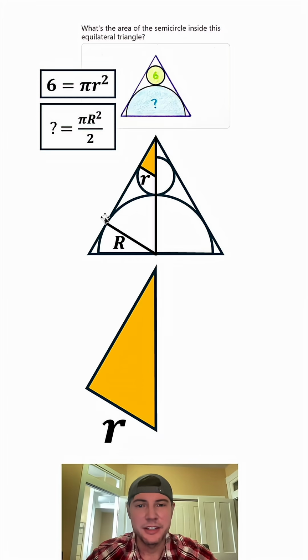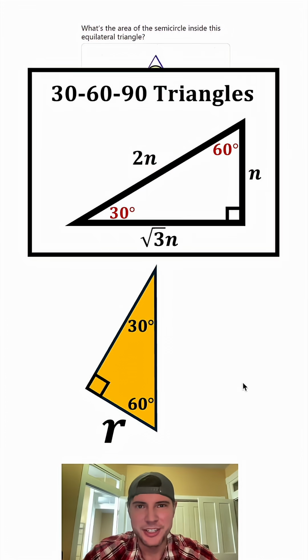This line bisected an equilateral triangle, so this is normally 60 degrees up here, but this angle will be half of that, or 30 degrees. And then this angle right here is built off of the radius and the tangent line. The radius of any circle will meet its tangent line at 90 degrees. And then all three of these angles add up to 180, so this one would be 60 degrees. Our orange triangle is a 30, 60, 90 triangle.